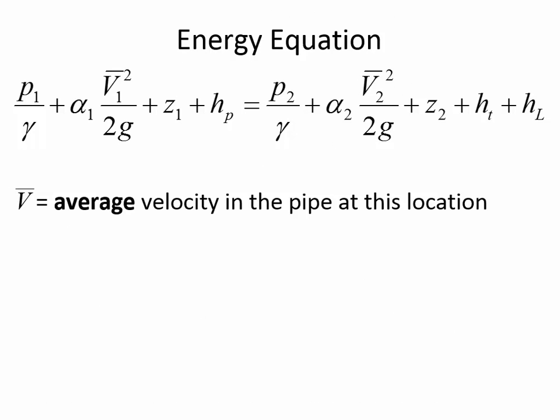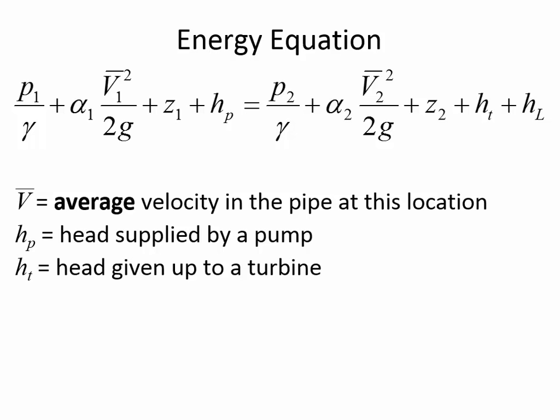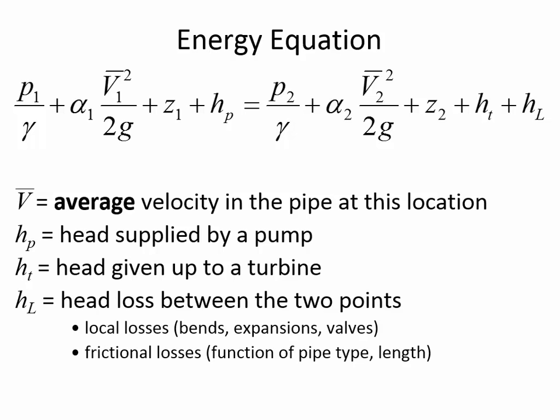All right, we already talked about how V bar means average velocity. H sub P is the pump head. H sub T is the head given up to a turbine. H sub L is the head loss, and it has those two components.